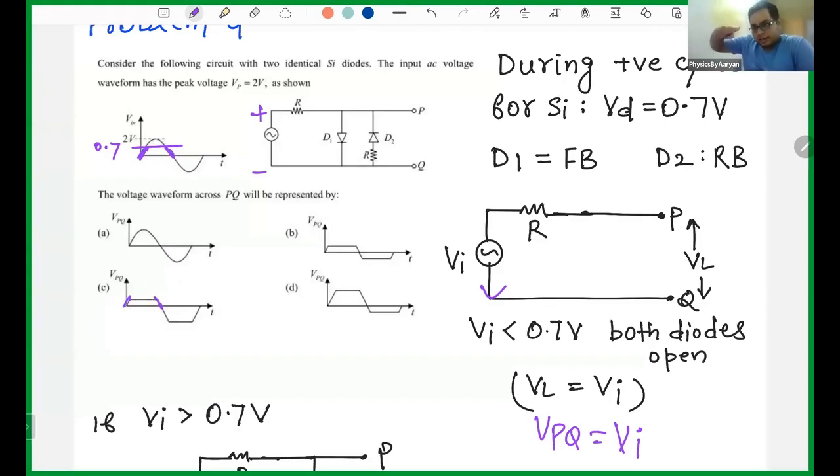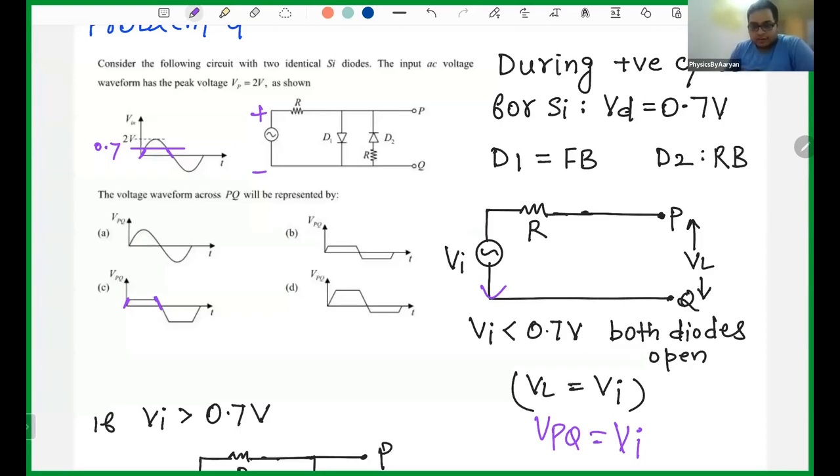That till I'm less than 0.7, my V output and V input is same. So this is my 0.7. So my V input is this and this. So my V output will also be this and this. Or it can be this graph or this, any graph.